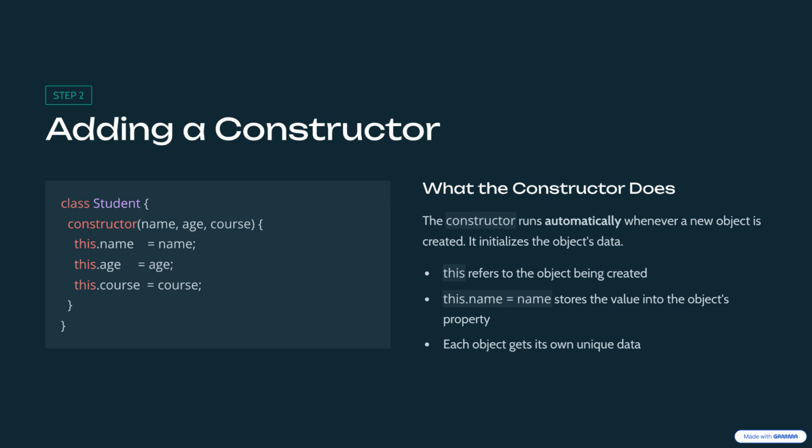Inside the constructor, the keyword this refers to the object currently being created. When we write this.name = name, JavaScript stores the value provided during object creation into the object's name property. The same process is repeated for age and course. This allows every student object to contain its own unique information while still following the same class structure.